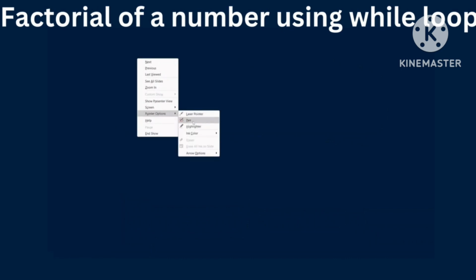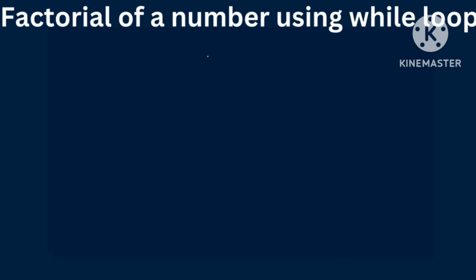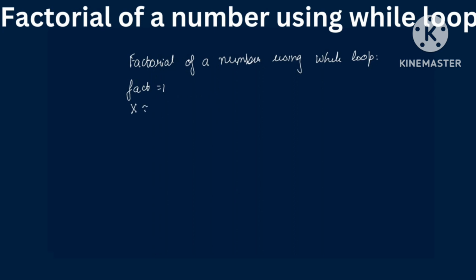Now let us understand the same program using the while loop. In while loop, how you are going to check? So here, till the condition is true, while loop will work. So factorial of a number using while loop. Same variable x we will take, fact as 1. Till the condition is true that while loop will work, x is equal to 5 we are taking.